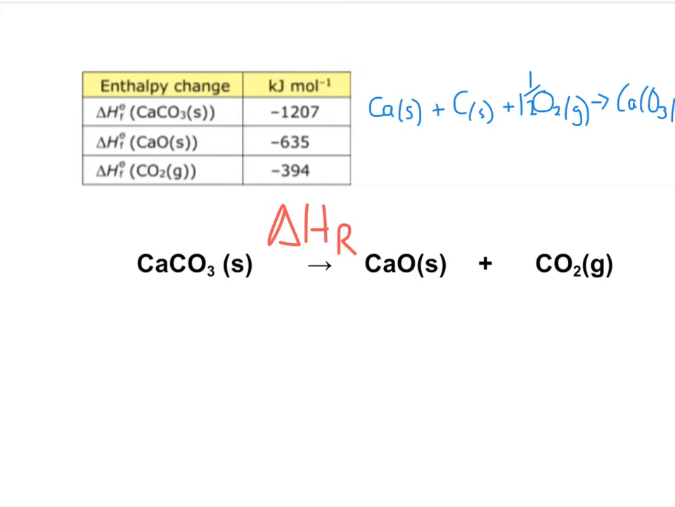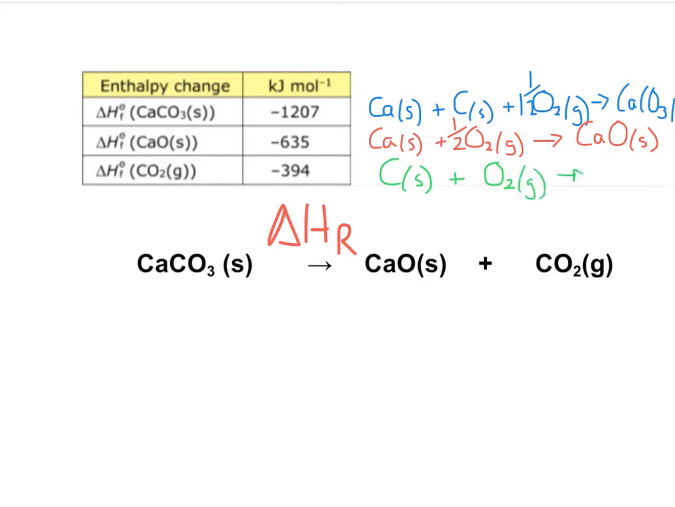I'm going to do the same for calcium oxide. So calcium atoms will react with oxygen molecules to form calcium oxide. And again, I've got to keep the balancing right, and by definition I've got to have 1 mole of calcium oxide, so therefore I only need half a molecule of oxygen. I'm going to do the same for carbon dioxide. So 1 mole of carbon will react with oxygen to form carbon dioxide, and it's a gas.